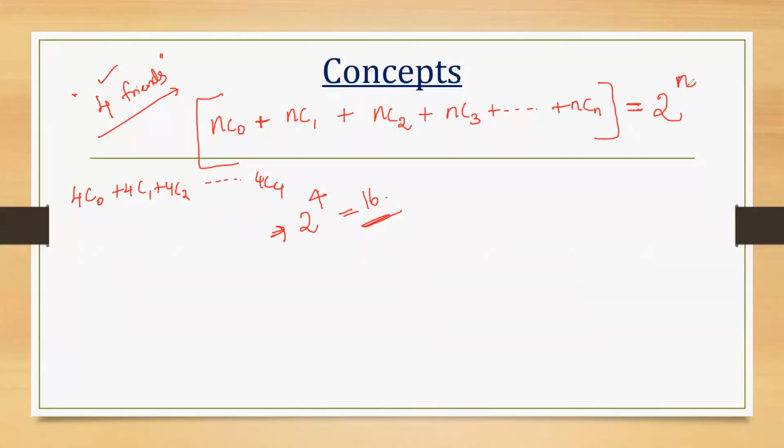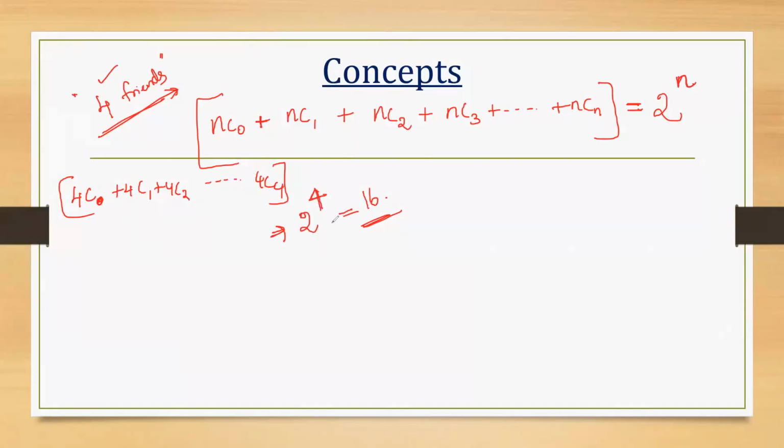So nC0 up to nCn, you will get the value as 2 power n, where n is the number of people. For our example, we are going to invite 4 friends, so the answer will be 16. You can directly apply the formula.